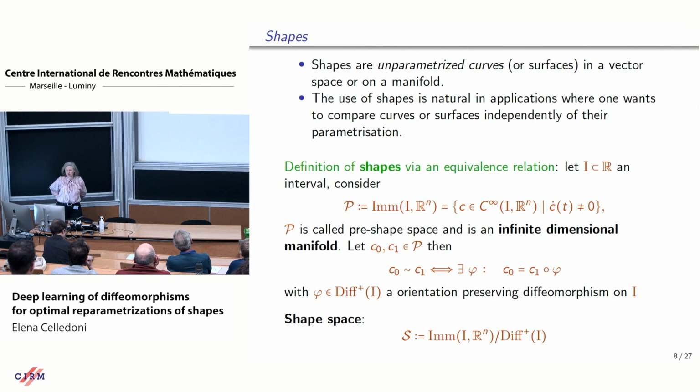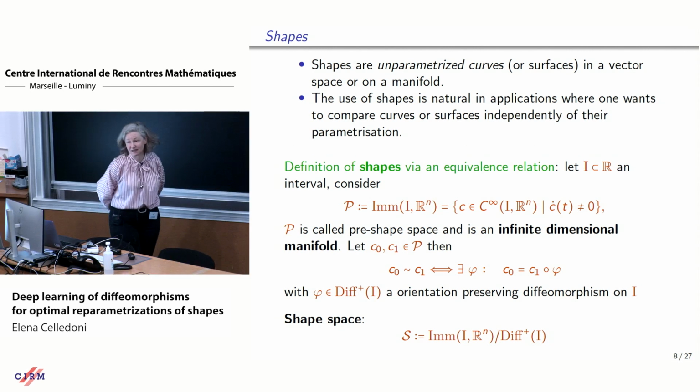We cannot work with this P space as a vector space, but we have to consider the geometric properties. And we say that the 2 curves are equivalent if they differ only by the parametrization. So if one is the reparametrization of the other. And this essentially describes the fact that they are a shape.